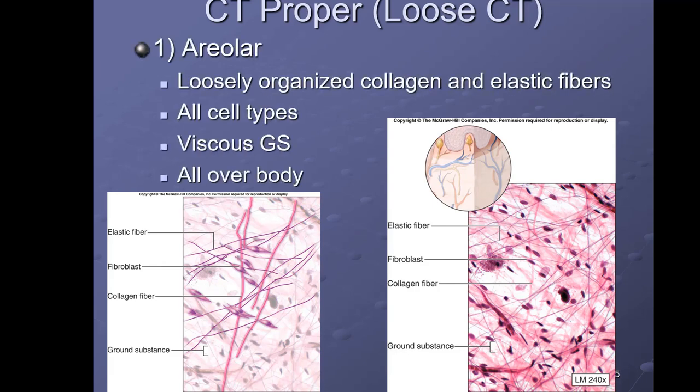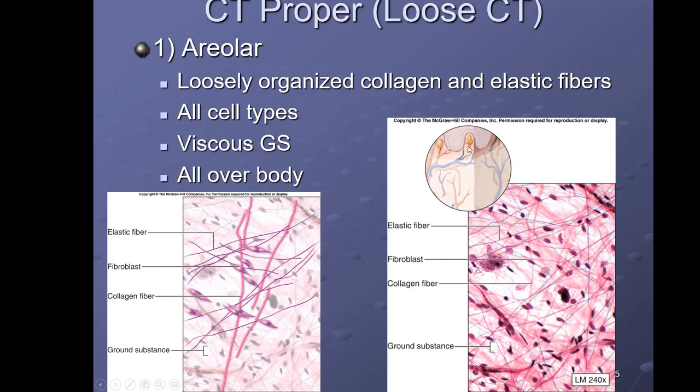So we're going to start with loose connective tissue, and the first one under loose is areolar. So lots of different fibers. They're loosely arranged. This is a great picture of it right here. This is a great microscope slide. It's found in a lot of different places all over the body, but one of the places that is shown here is the dermis of the skin.